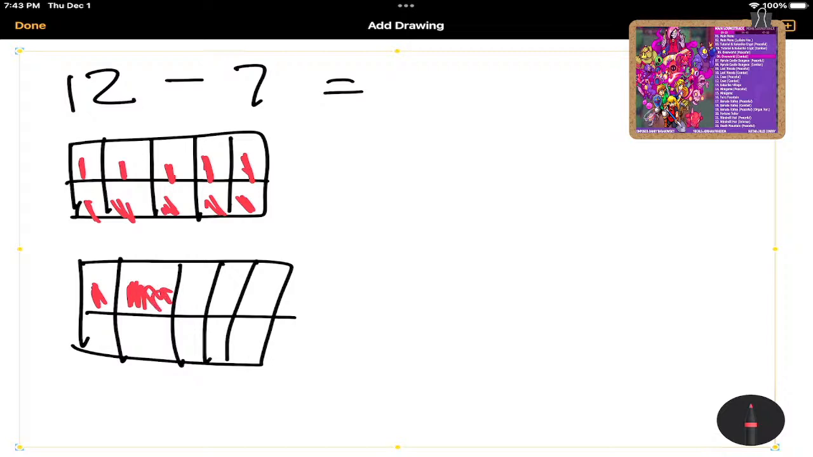Okay, so let's start thinking. Ready? So 12, because we first have 12, right? This number. Okay, so this number, right? So 12 minus what equals 10? So what do we need to do to equal 10?